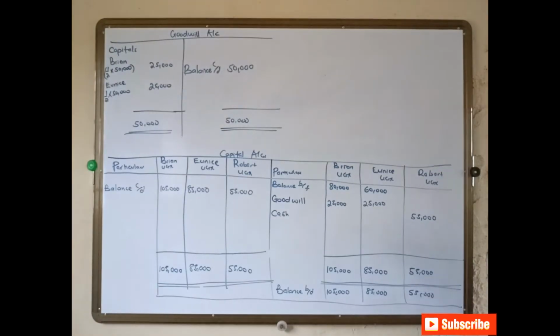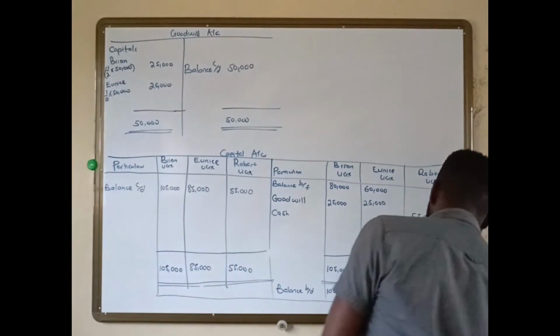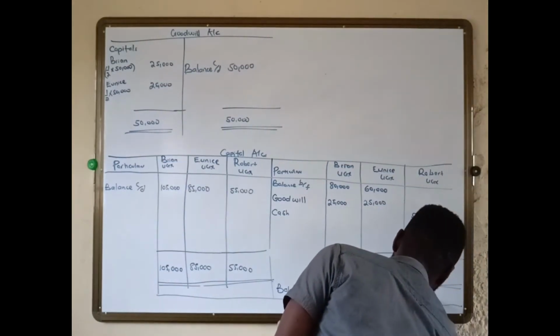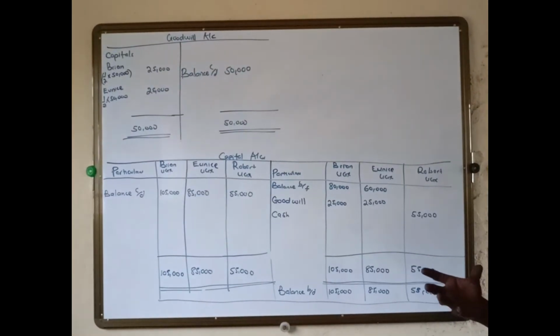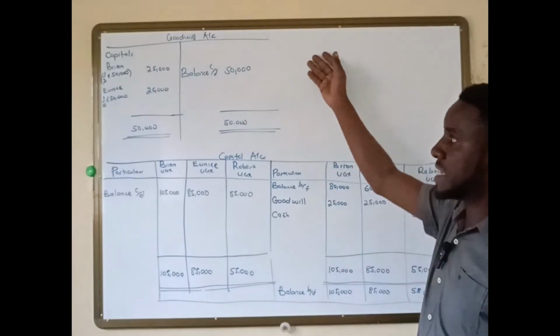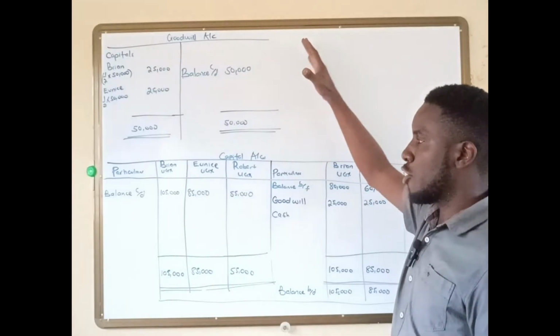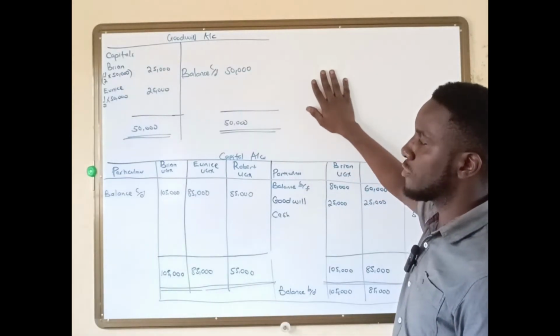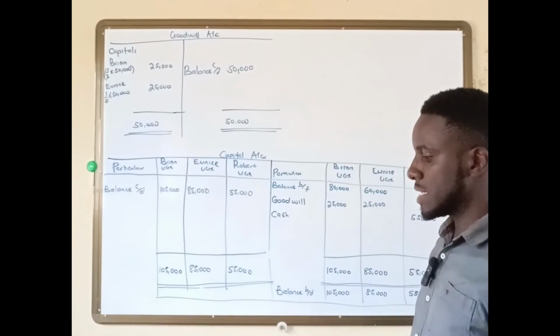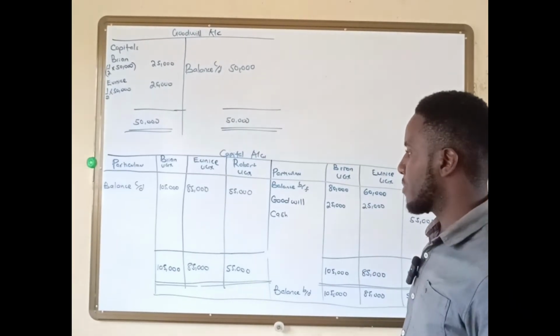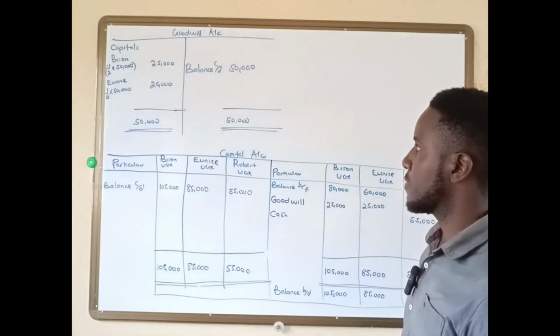So this is how our capital account is going to look like. This figure is the figure that we are going to take to the statement of financial position under the capital side. Remember I told you that when goodwill is being maintained in the books, when we are drawing up the statement of financial position, we shall indicate the goodwill. So basically this is it. I'm going to rub off this, then I'm going to draw up the statement of financial position for the partners.